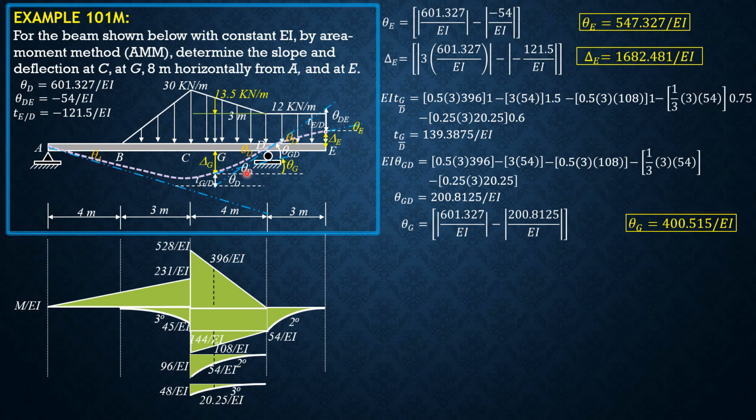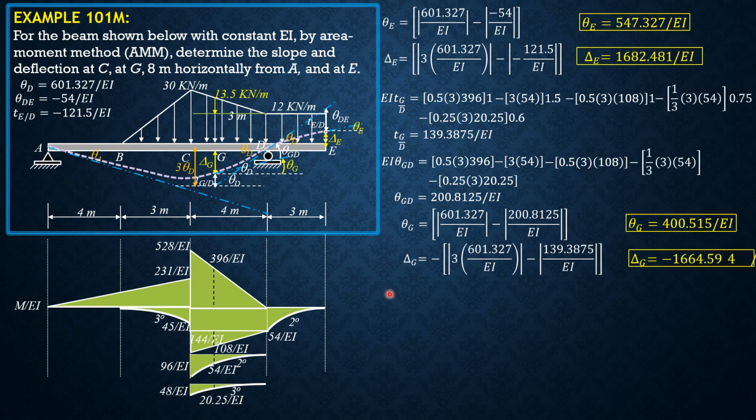Then finally, for the deflection at G, this total distance, delta G plus deviation of G relative to D, is 3 meters times theta D. So therefore, delta G is negative of absolute value of 3 theta D minus absolute value of deviation of G relative to D. So you just look at the figure. This is again 3 times theta D. So delta G is negative of quantity 3 times theta D minus absolute value of deviation of G relative to D, which is 139.3875. So finally, we can compute delta G, negative 1664.594 over EI. So that's it.